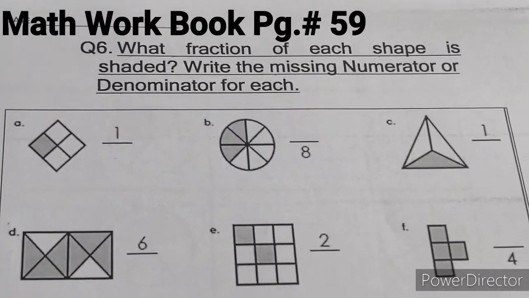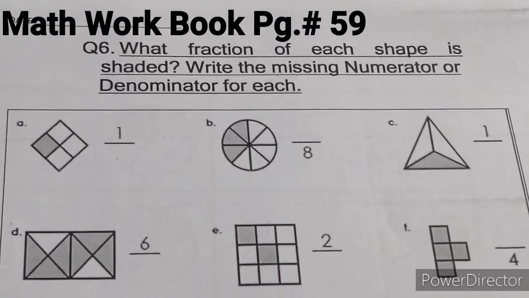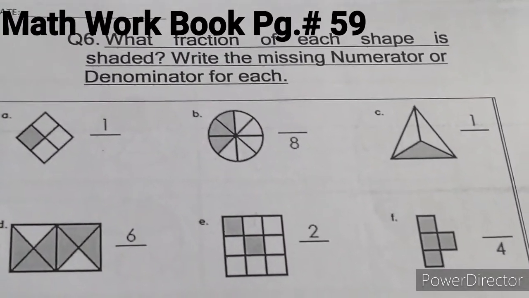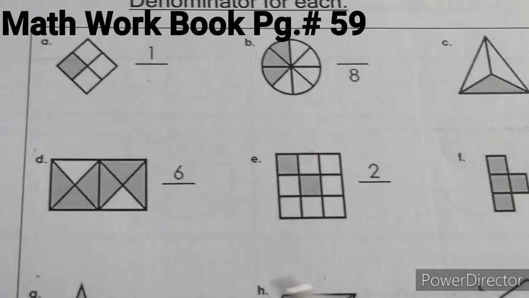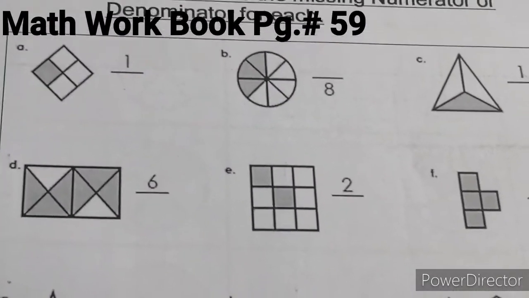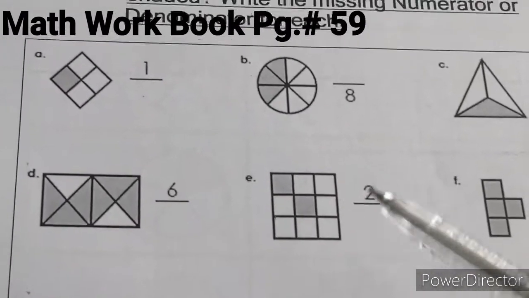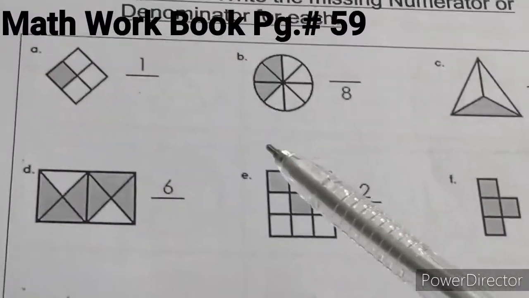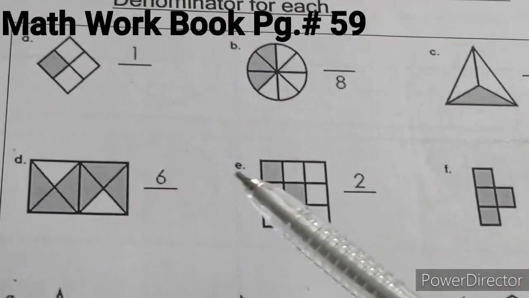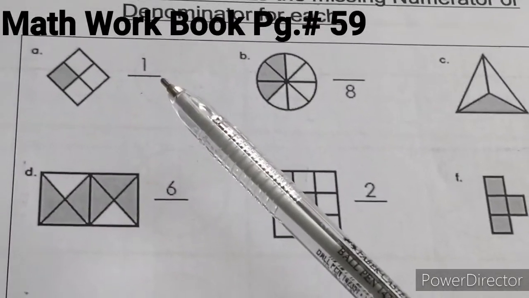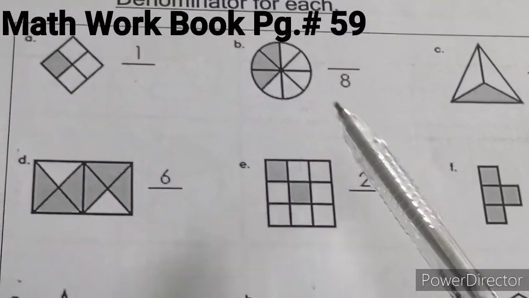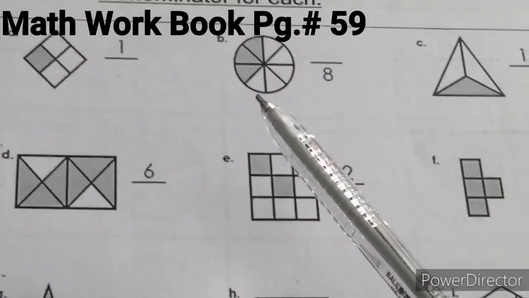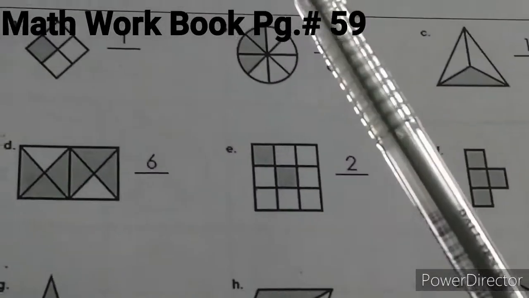The next page is page number 59 and the question is, what fraction of each shape is shaded? Write the missing numerator or denominator for each. They have given us a lot of small pictures and in them a few parts are shaded. We have to count the shaded parts and the total number of parts. In some, they have given the numerator themselves and we have to write only the denominator. In a few, they have given the denominator and we have to write the numerator. So we have to count very carefully.